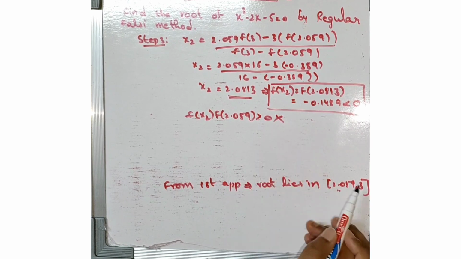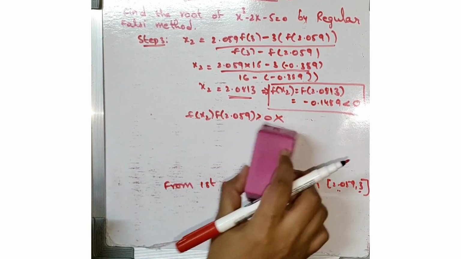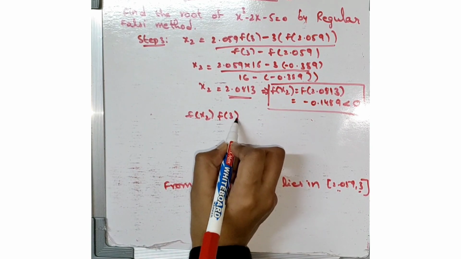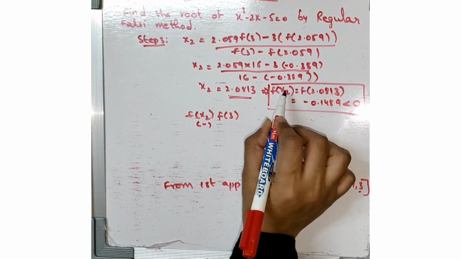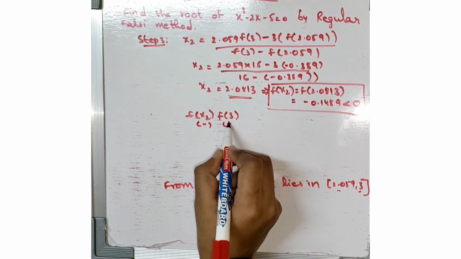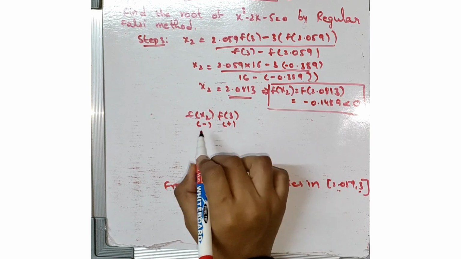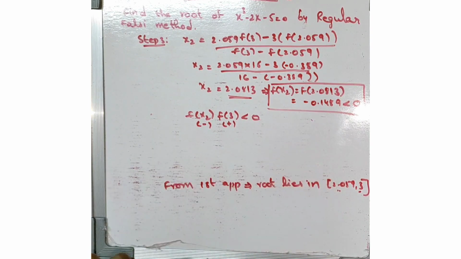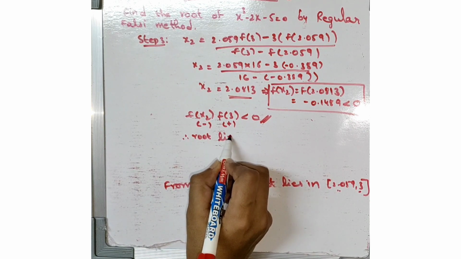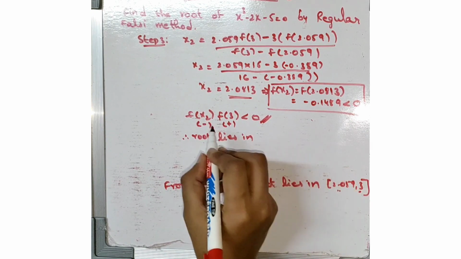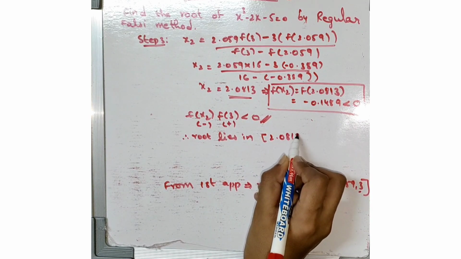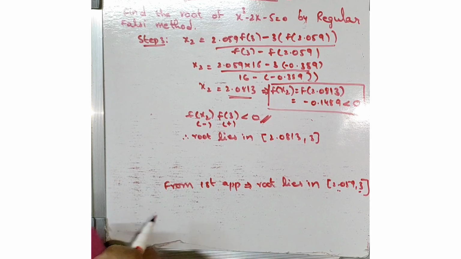This will not satisfy the condition. Therefore, go for f of 3. f of x2 into f of 3: f of x2 is less than 0, negative, and f of 3 is greater than 0, a positive value. Negative into positive results in negative, therefore less than 0. Therefore, the root lies in these both values, that is x2, 3. What is x2? 2.0813, 3.